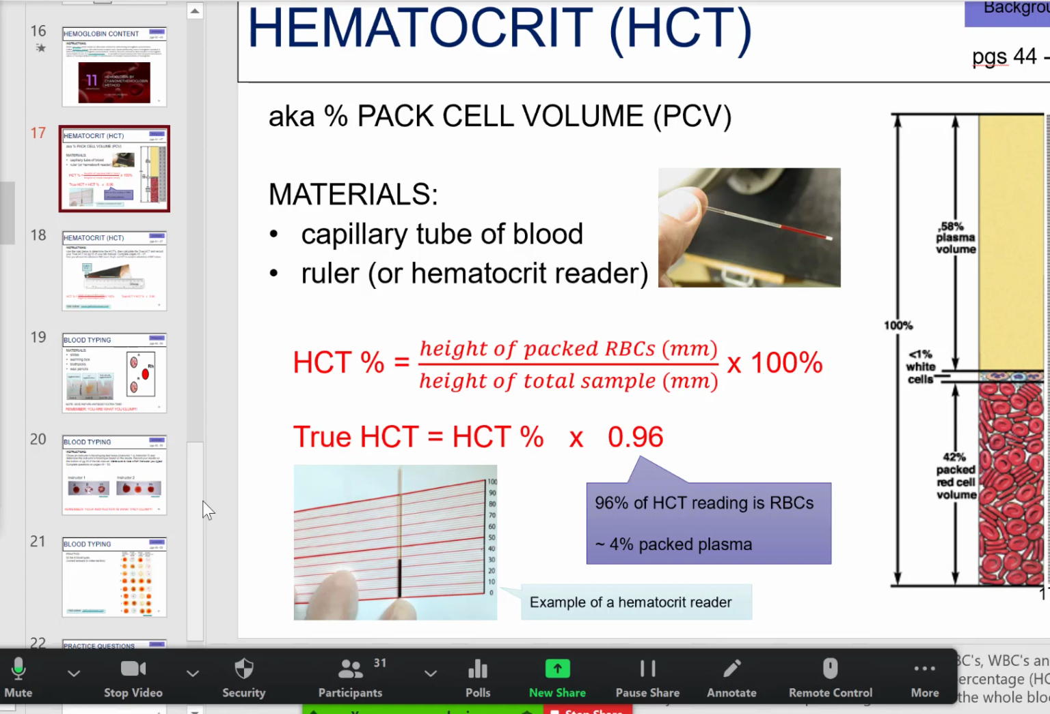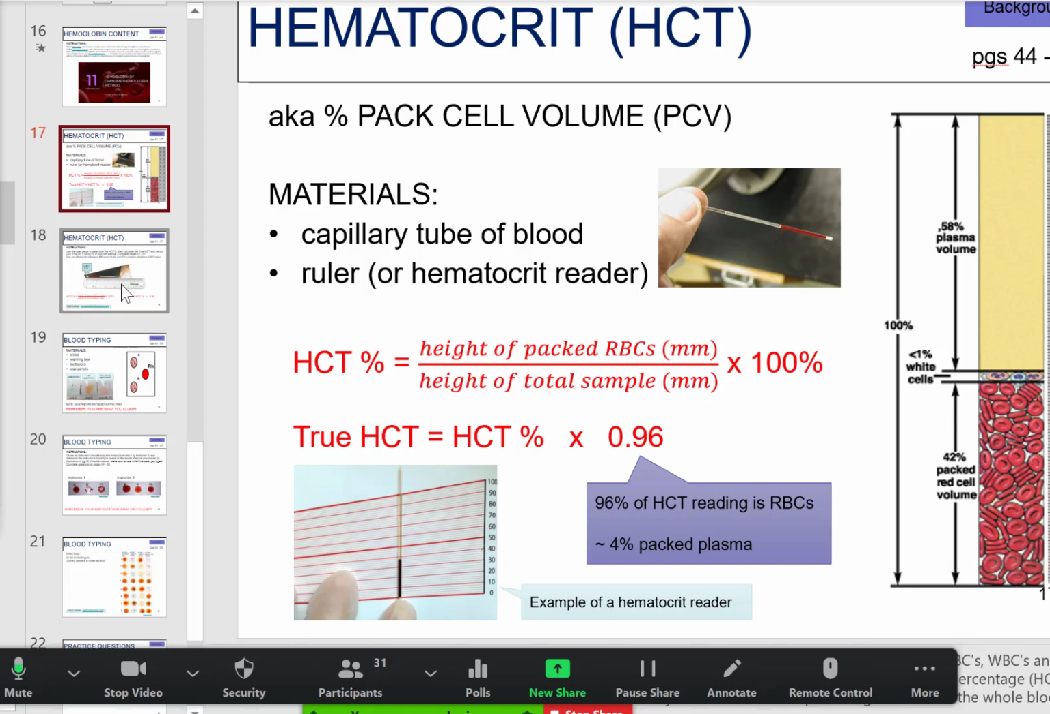You're also going to be asked to do a correction of 0.96. It means that 96% of your hematocrit, when you're looking at the red blood cell volume, is 96% pure. But there's still a little bit of plasma that might still be in between those red blood cells. And adjusting by this 0.96 accounts for that little contamination.